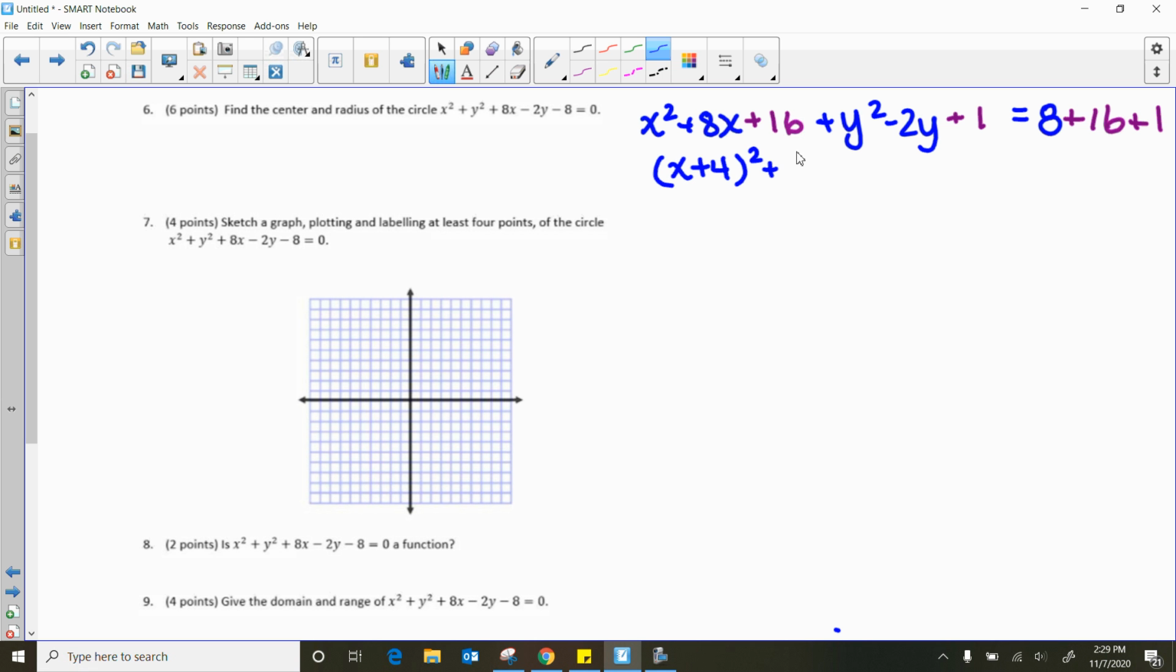When I do that, I can now factor each of those expressions as perfect squares. So my center is going to be, this is x minus h, and this is y minus k, which means I'm going to change both signs when I come over here to give my center. It will be -4, +1, and the radius is going to be the square root of 25.